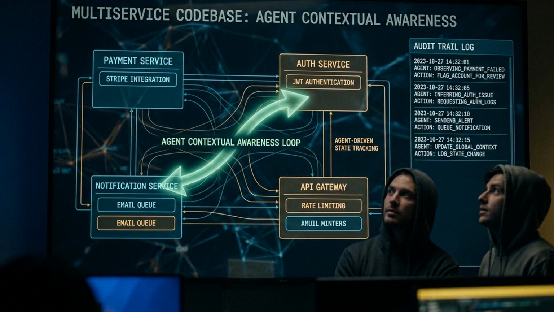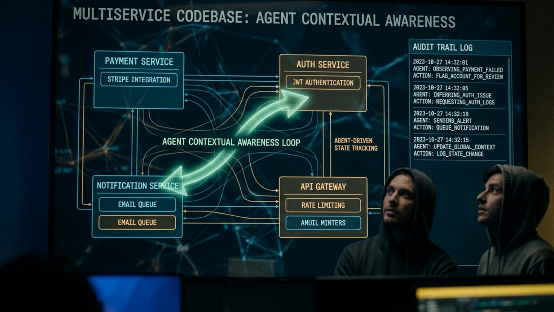An auditable agent, whose transcripts are searchable, means that 6 months from now, when a bug surfaces in the notification service, you can trace the reasoning chain back to the auth refactor that caused it. This isn't theoretical. It's the difference between AI as autocomplete and AI as a genuine engineering partner with institutional memory.